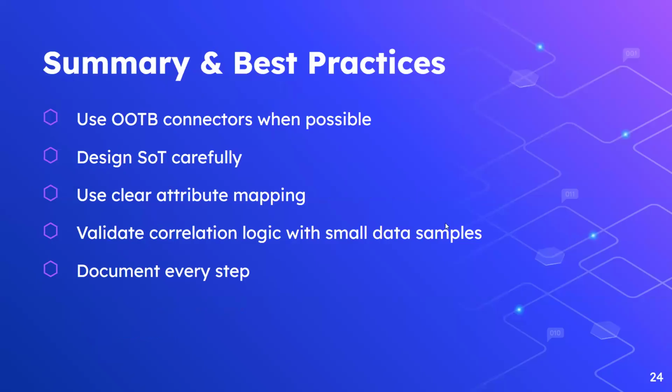So this is basically the summary and best practices. Whenever there is an out-of-the-box connector available, we should use that only. That is the best way of doing the integration. You need to design your source of truth carefully, like what should be the source of truth. This is where solution architects come into the picture. And there should be clear attribute mapping, where the name represents the attribute.